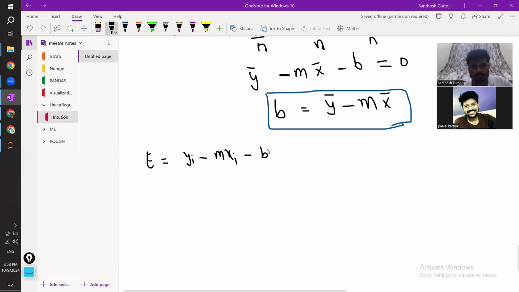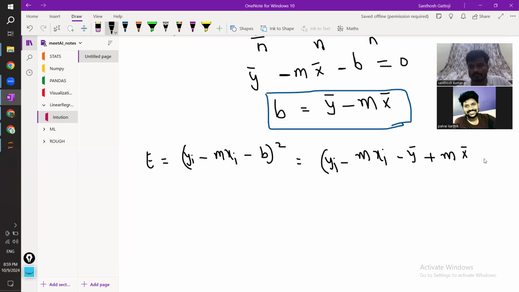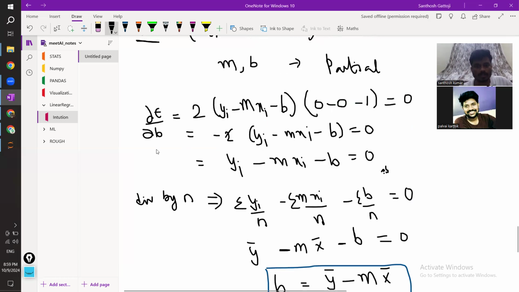Substituting b, over here you are having yi minus m xi minus y bar plus m x bar, whole square. This is my E. So now the derivative with respect to b is over.